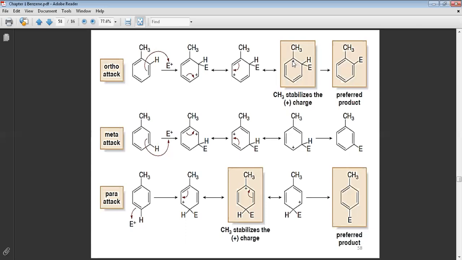Now look at the positive charge here. We have an additional resonance structure. No, that's all. Now the final step: the nucleophile attacks this hydrogen, and the electrons of this bond make a double bond here. Yes, we know that. Now look at the resonance structures, 1, 2, 3. Which one is more stable? This or this or this? The third one, of course.